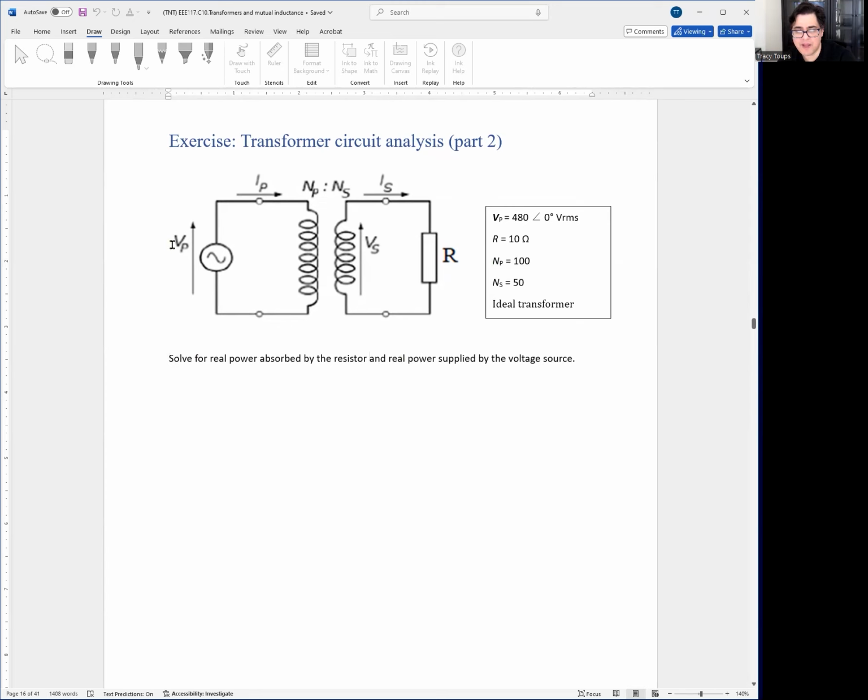Additionally, what's the real power coming out of the source? You have VP, that's right there, 480 angle 0 degrees. You have IP, you can figure out the current and voltage coming out of this, right? So do that on your own. Remember what we learned last week about single phase power, and we'll come back and check everything in a little bit. So good luck, and go ahead and pause this video, and we'll see you in a bit.